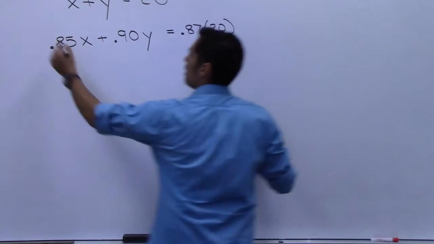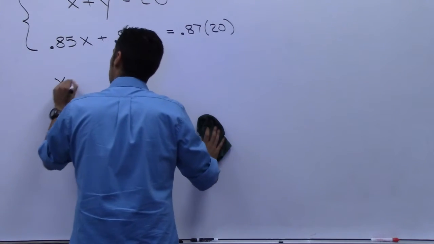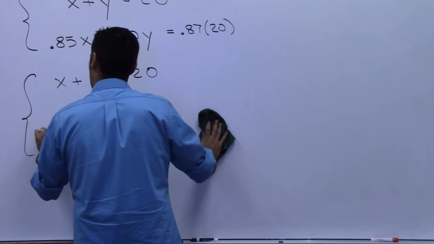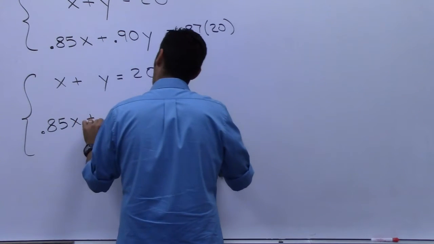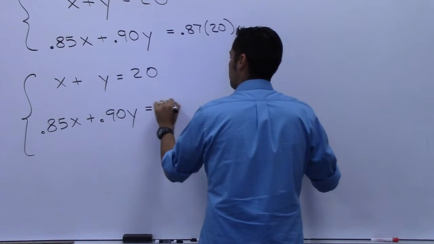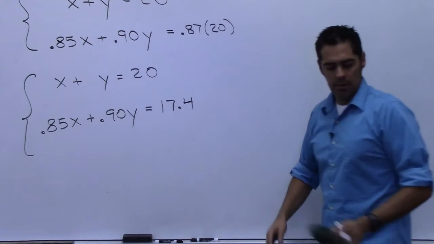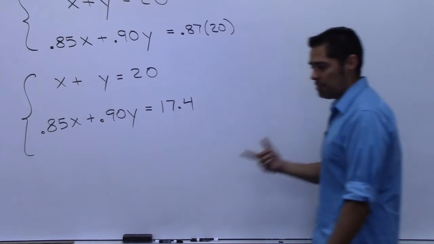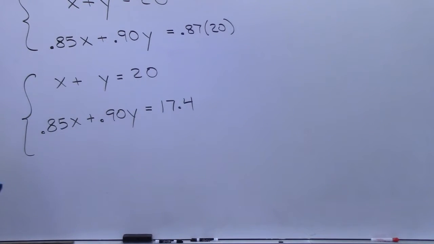17.4. Okay, so I'm going to rewrite this system. This is x plus y is 20. This is 0.85x plus 0.90y must equal, you just told me, 17.4. Okay, there's our system of equations, if we can solve it. You can use substitution or you can use elimination. It's up to you. I am going to choose to do elimination because I've only given you 2 examples. And I'm going to choose to avoid decimals.